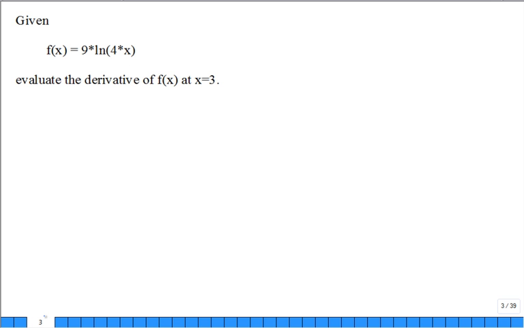Let's try another problem. Given this function, which is 9 times the natural log of 4x, evaluate the derivative of this function at x equal to 3. All right, a lot of people did it correctly. Some people are still, you just have to brush up.